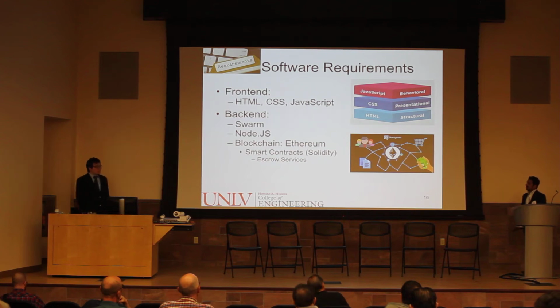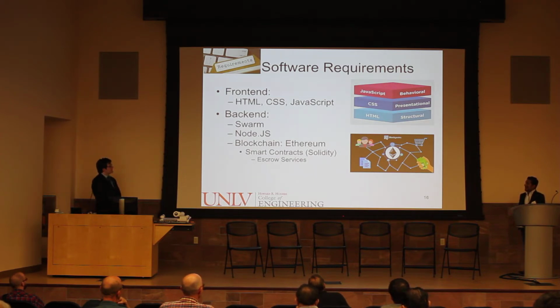Software components we will use to create this system. For the front end, we used HTML, CSS, JavaScript, basic languages to create the web application. And for the back end, we use Swarm and blockchain, Ethereum blockchain and smart contract. And a Node.js server sits between the front end and back end to communicate between those two components.